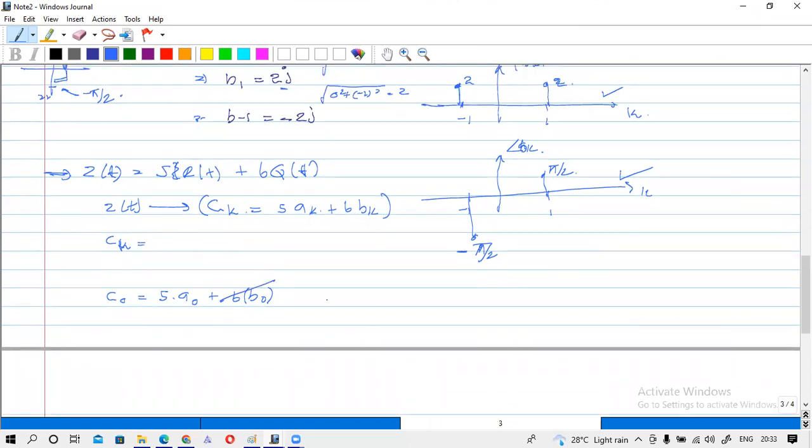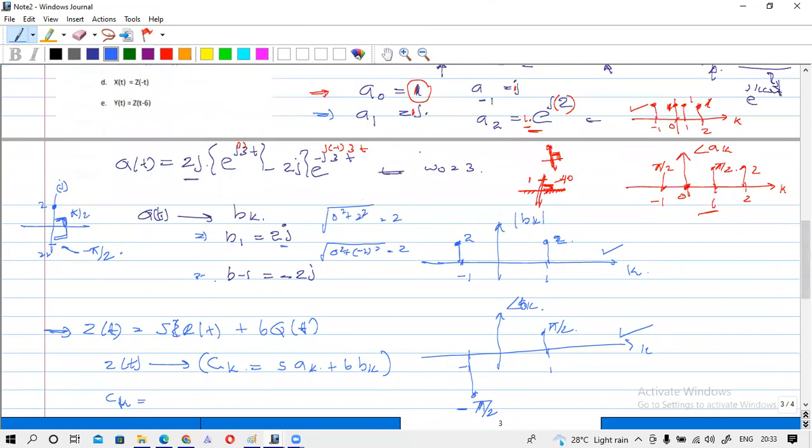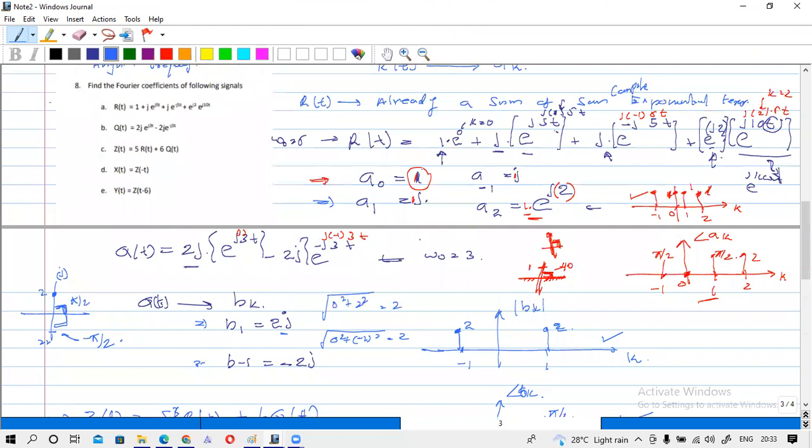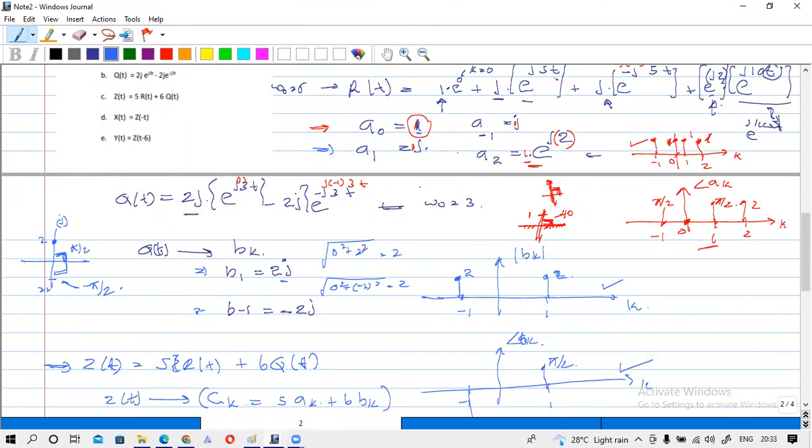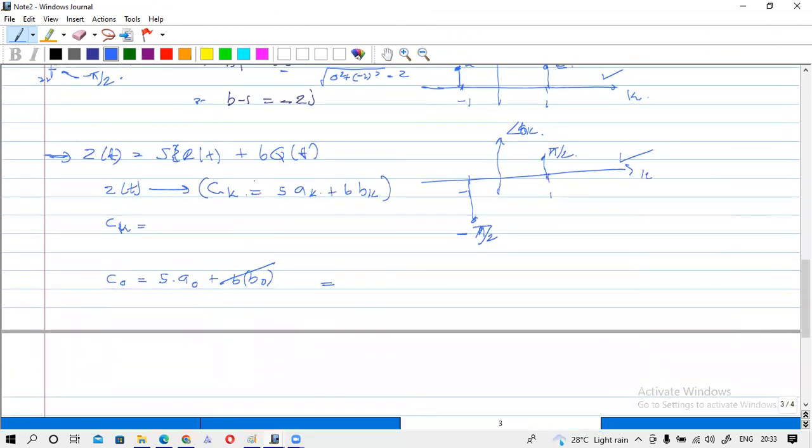So what is the c naught value? It is 5 a naught. A naught is 1. So 5 times 1, that means 5. So this is the zeroth coefficient of this zt signal.